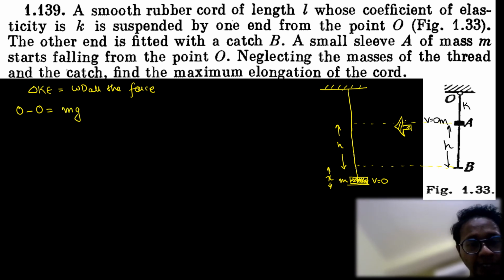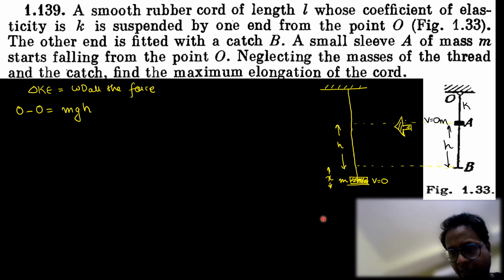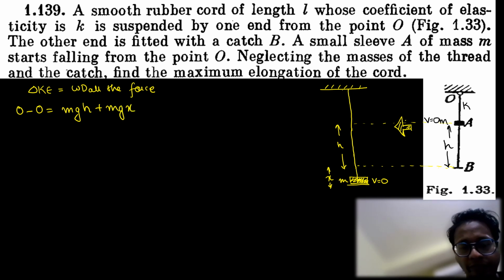mgh, where m is the mass of the ring. And will gravity force act along this path? Of course, gravity is also present while the string is being stretched. So plus mgx. And how much is the work done by spring force? The spring force will only act along these two paths.